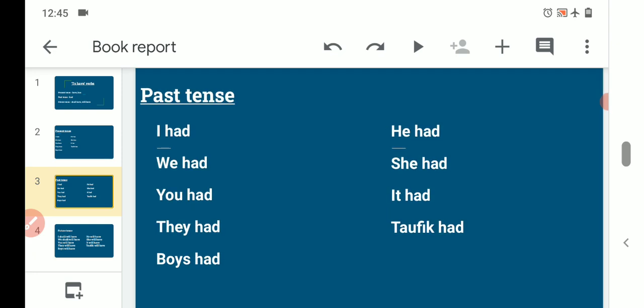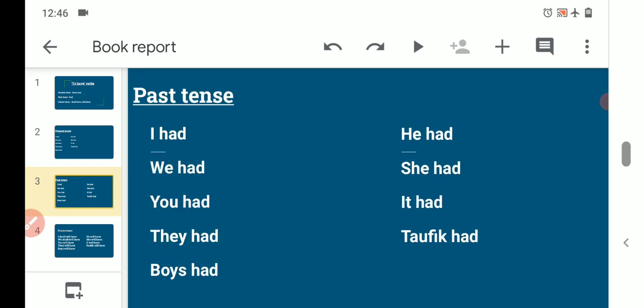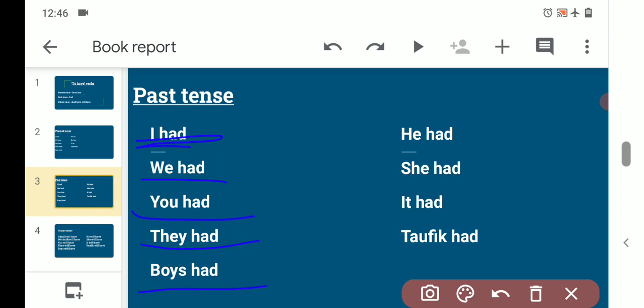If we are there to talk about past tense and here we have the same subjects, then we have to use only one form of to have verb, and that is had, right? Had is used with all the subjects, just like did is used with all the subjects in past tense. So it will be like this: I had, we had, you had, they had, boys had. So first person pronouns, second person pronoun, third person plural pronoun, third person plural noun, all are followed by had.